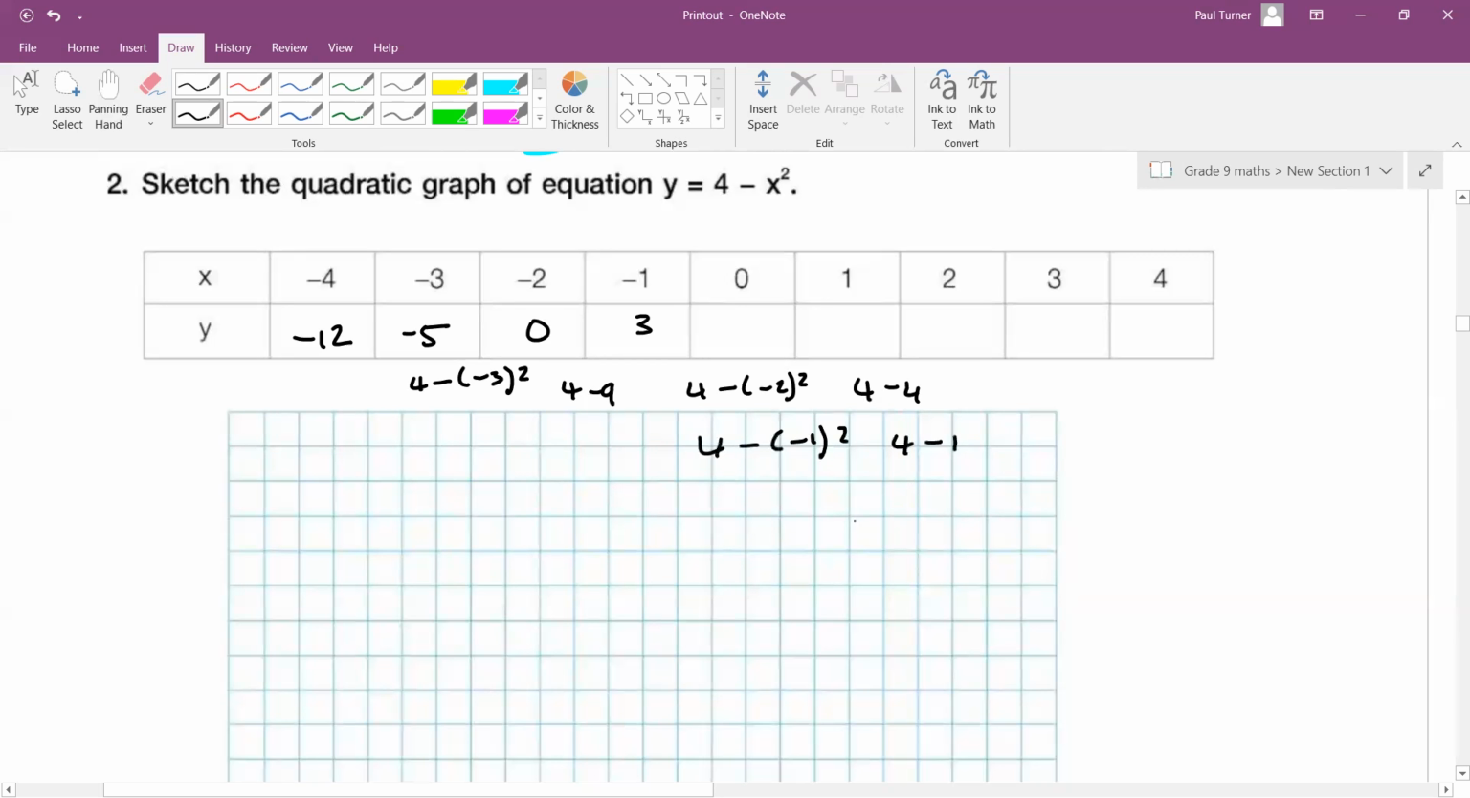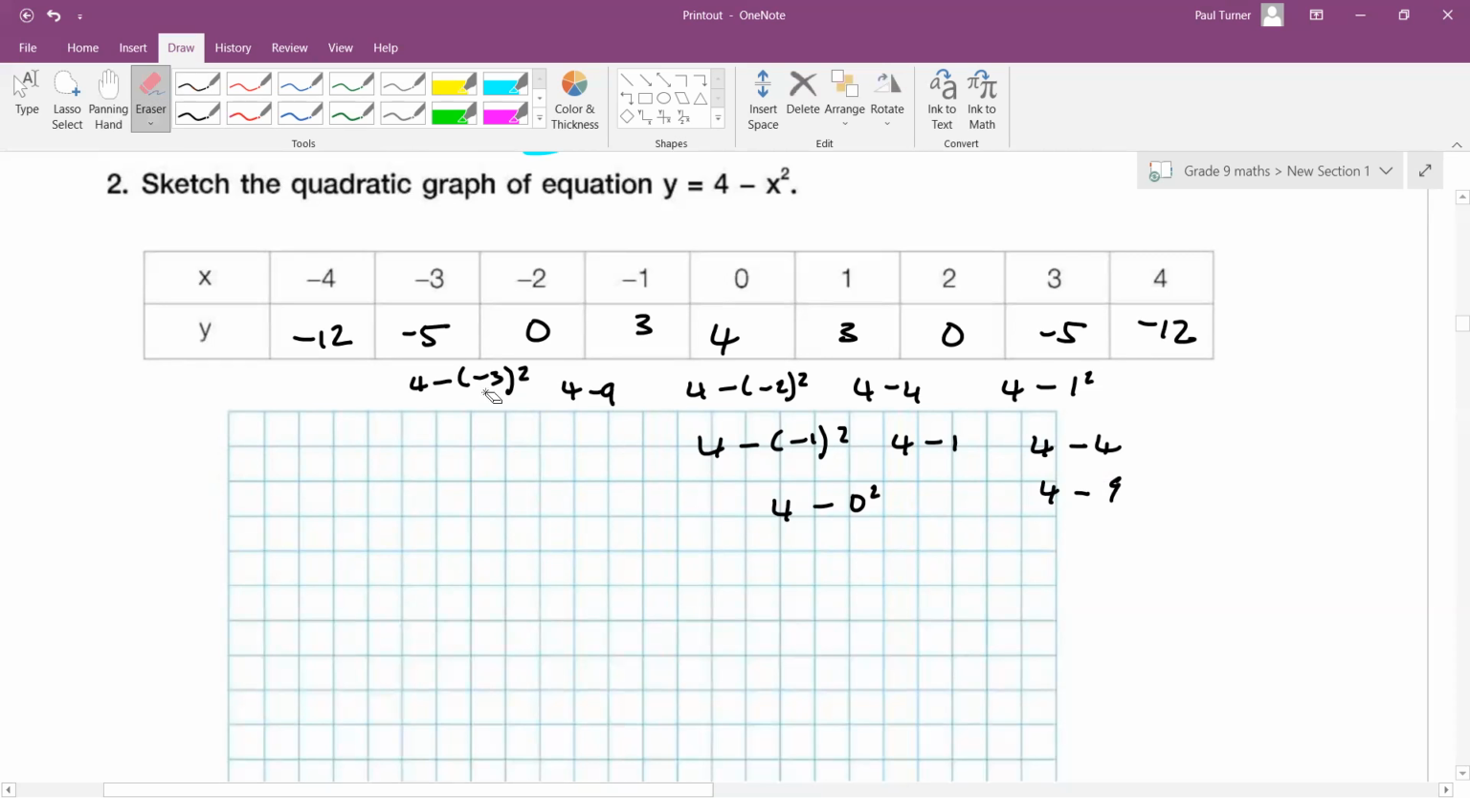4 minus 0 squared, that's 4. 4 minus 1 squared, that's going to be 3. 4 minus 2 squared is 4, so 4 minus 4 is 0. 4 minus 3 squared is 9, that's minus 5. And that's going to be minus 12, the last one.